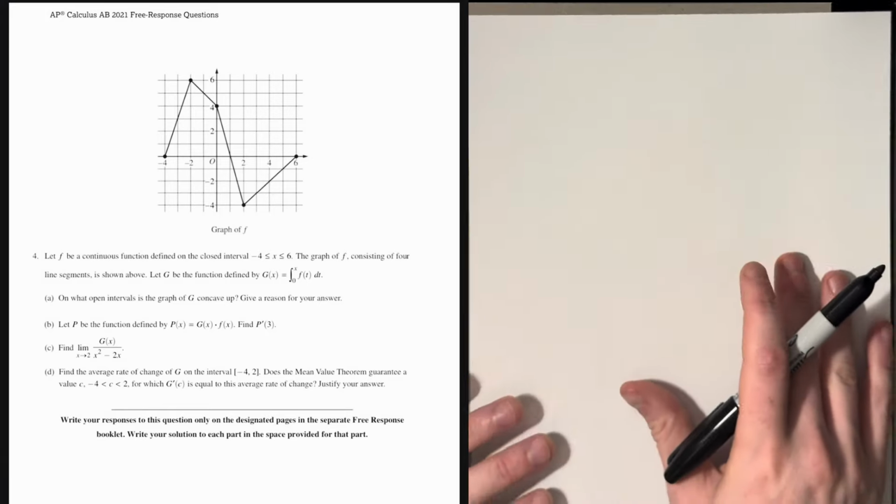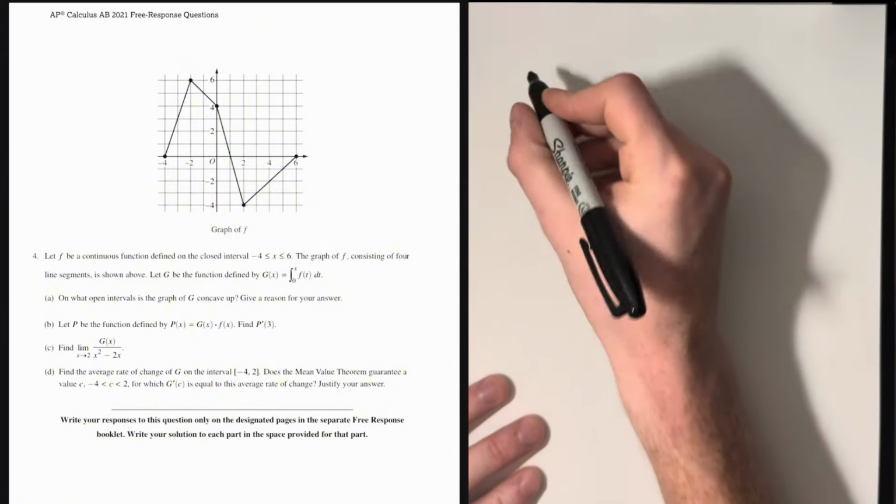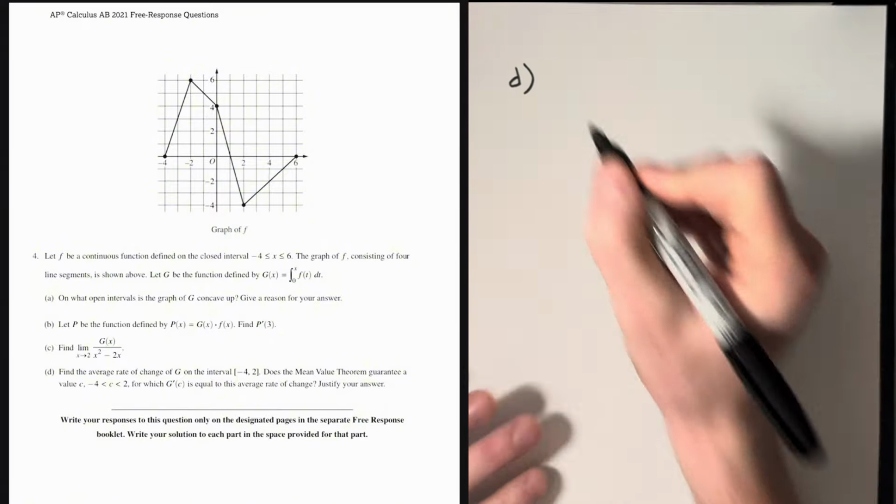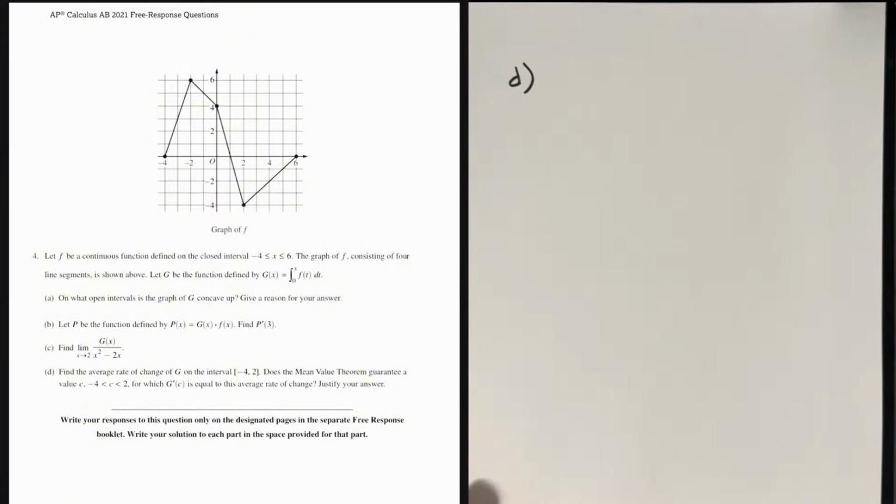I always expect part D's to be the hardest one. I don't know if that's actually true or not. It always feels like it, though. It feels like A is kind of separate, and then B and C kind of joined together, and then D is always just hard. Let's check this out.